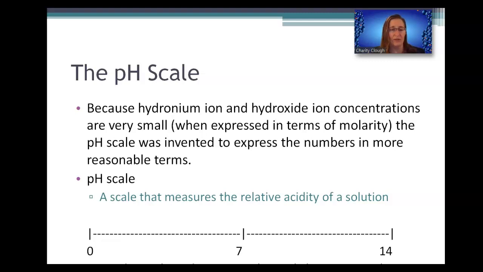So on that scale, 0 means a very, very strong acid, and 14 means a very, very strong base. If something's at a 7, it's right in the middle, so it's neutral. So pure water should be a 7.